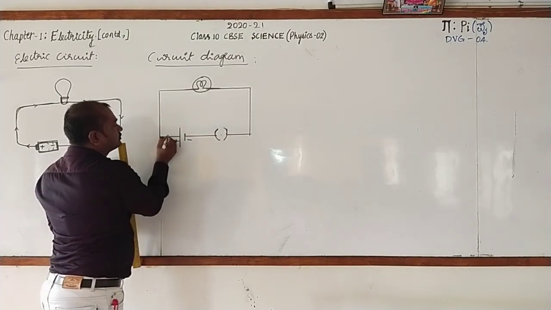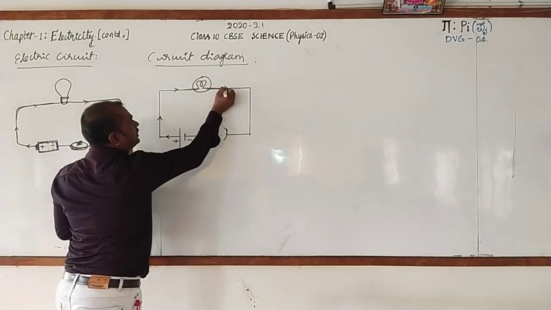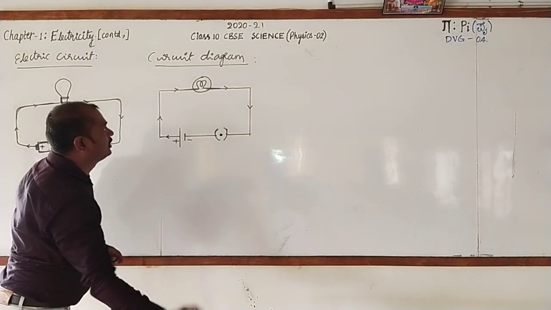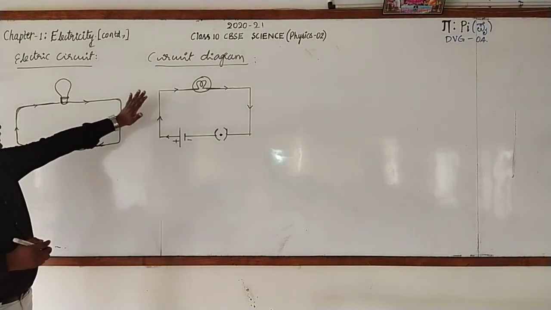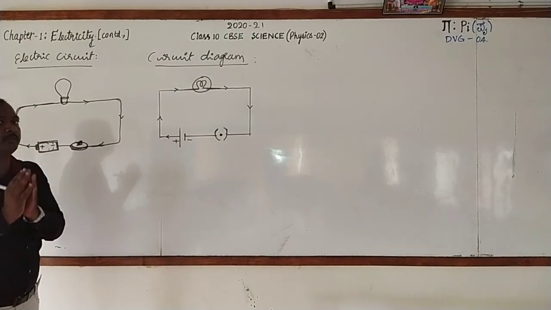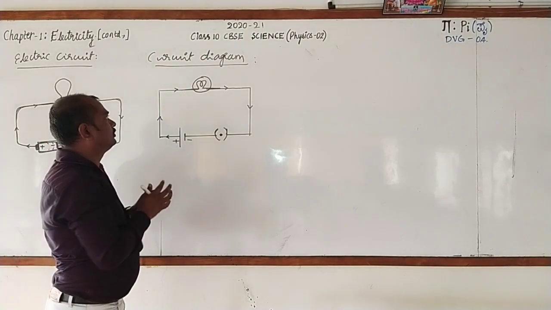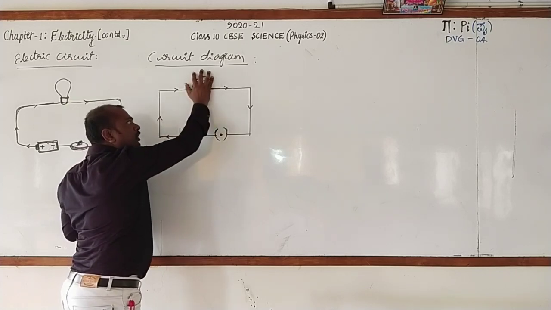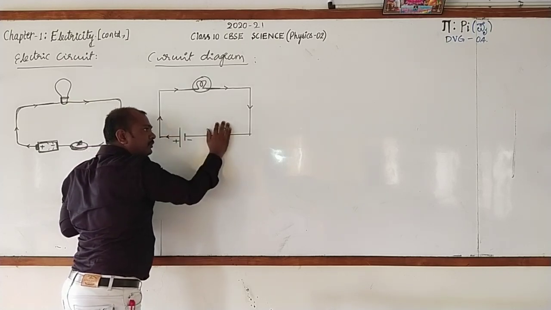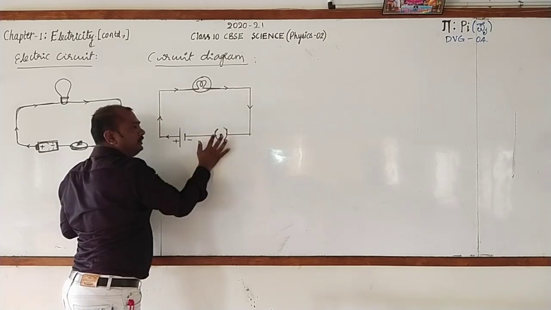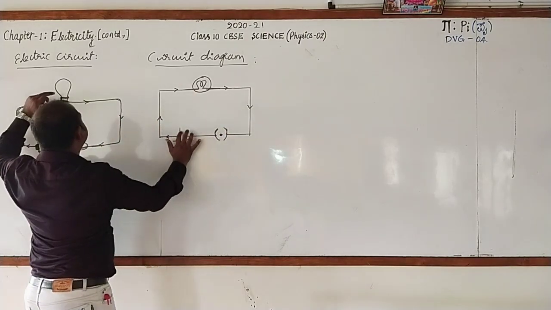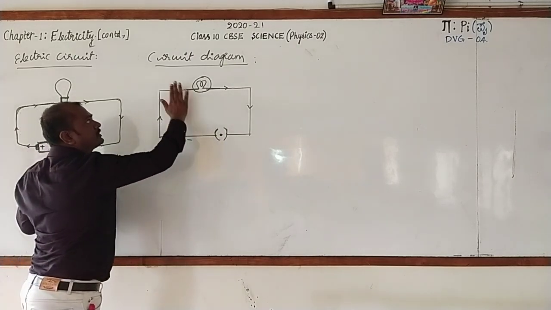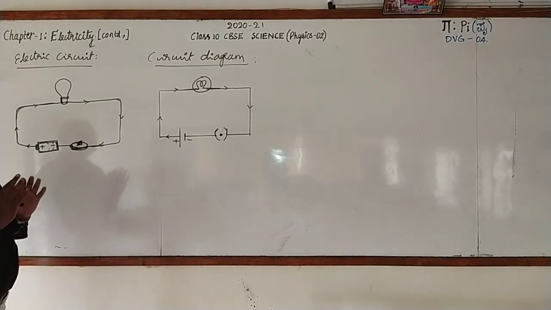Observe it. Here let me show the direction of the current. It is possible when you switch on. Circuit is closed. The definition of circuit diagram is also very important. Let me tell you. The diagram which indicates how different electrical components have been connected by using the symbols of different electrical components is known as circuit diagram.